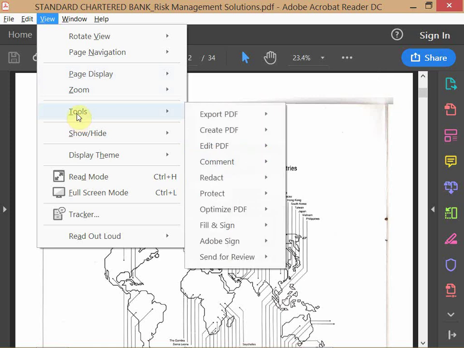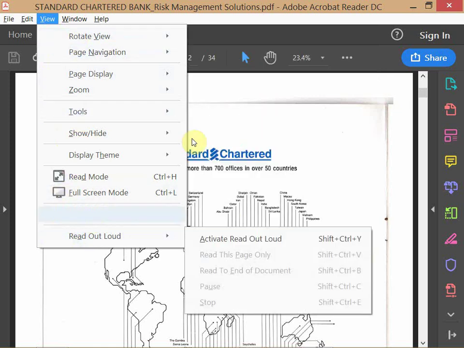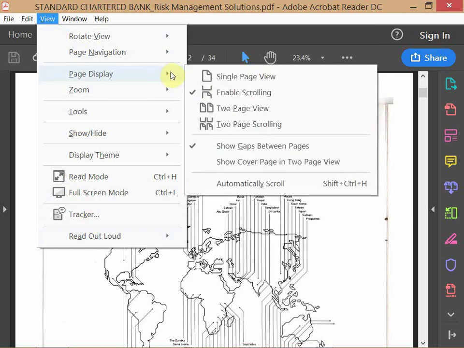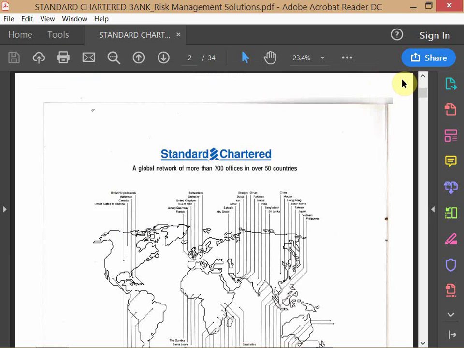How do we go to full screen? Anyway, it doesn't seem to have that option. I have to go to F11.